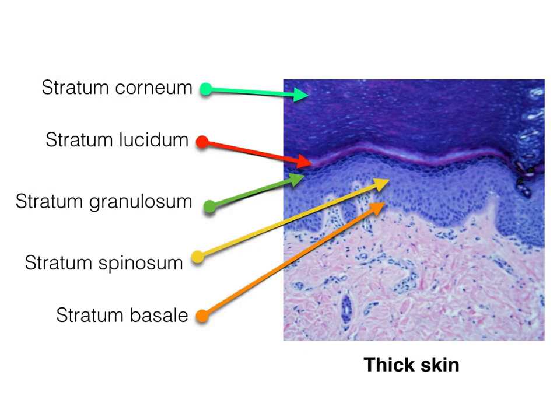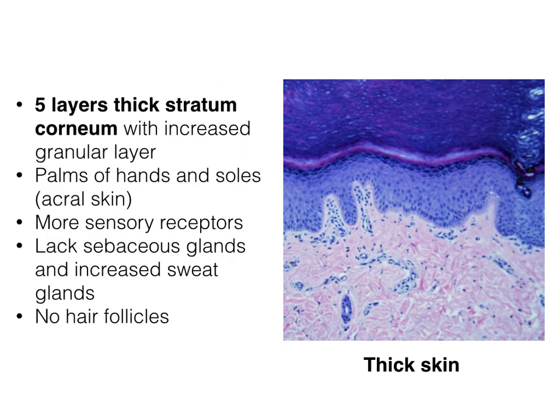Let's review now the layers of the epidermis of the thick skin. The layers are Stratum Basale, Stratum Spinosum, Stratum Granulosum, Stratum Lucidum, and Stratum Corneum. The epidermis of the thick skin is composed of 5 layers, with increased granular layer and thick stratum corneum. They can only be found on the palms of the hand and the soles. They contain more sensory receptors. They lack sebaceous glands, but they do contain increased amount of sweat glands. No hair follicles can be seen on the thick skin.